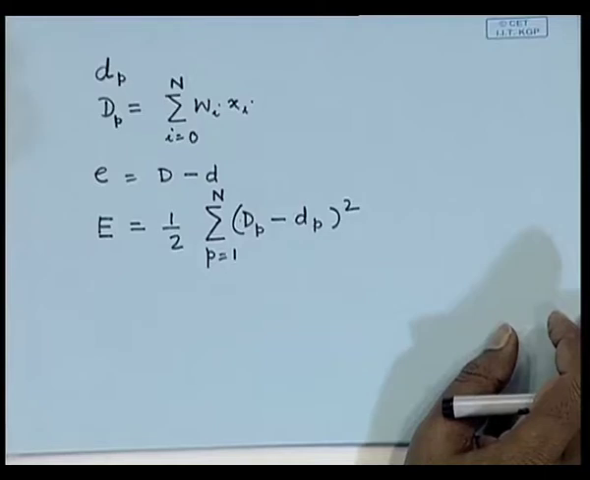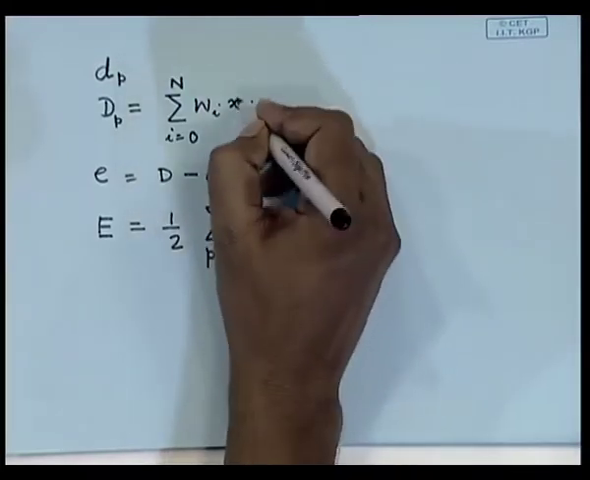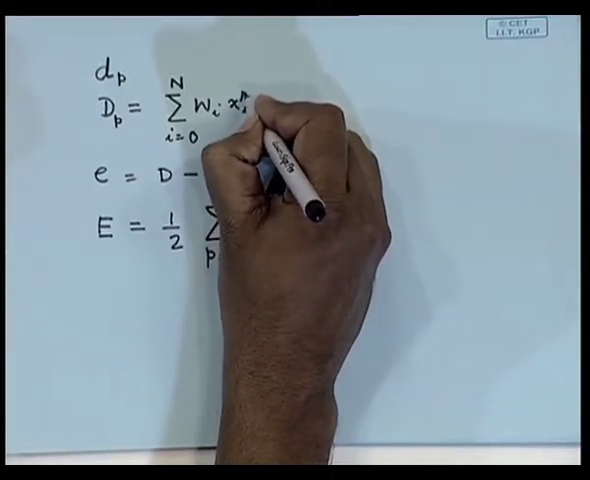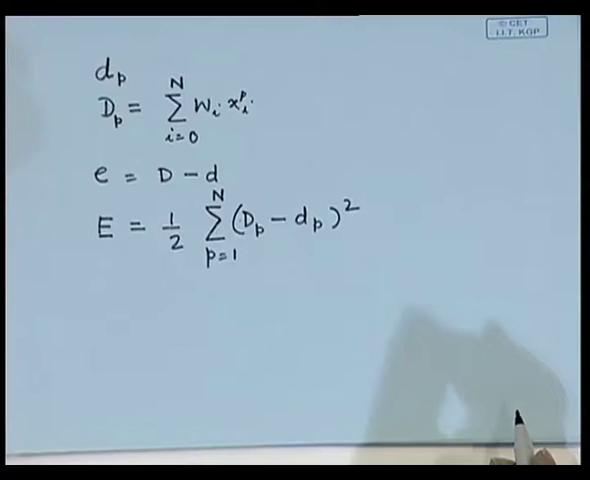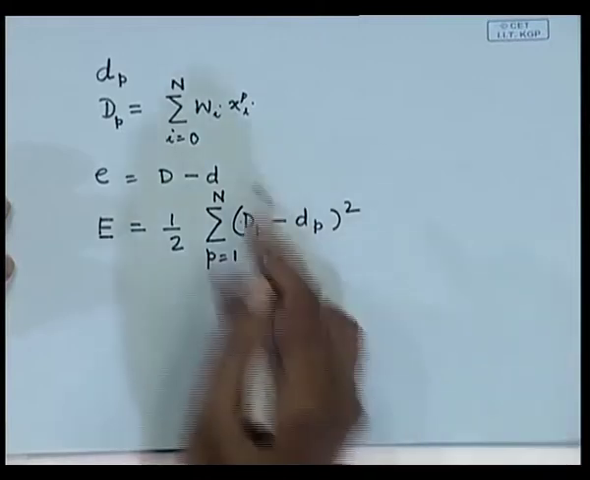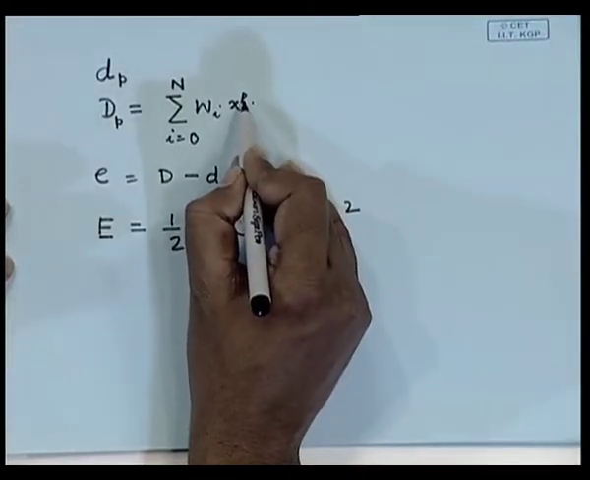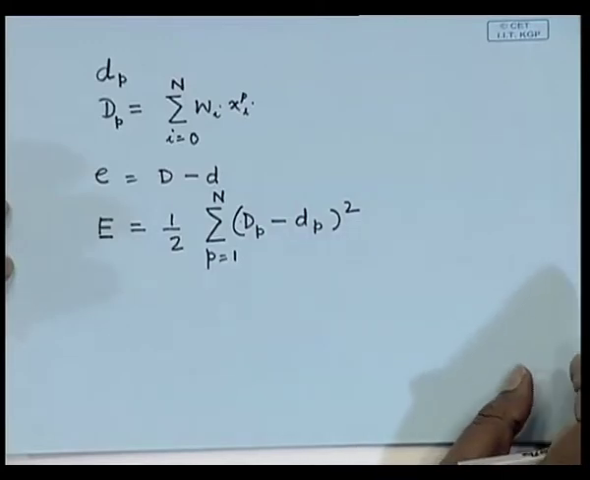Sir, I think x_i should be different for different patterns. Yes, x_i is different for different patterns. For the given x, or set of x's, we are minimizing this error. You mean I should put it like this? If it is the pth sample, I can put it like this also. So this is the ith component of the pth sample. You can put it like this. Okay.